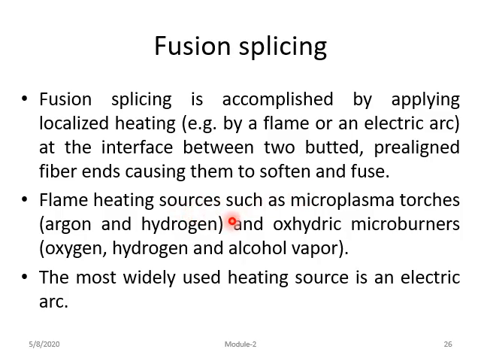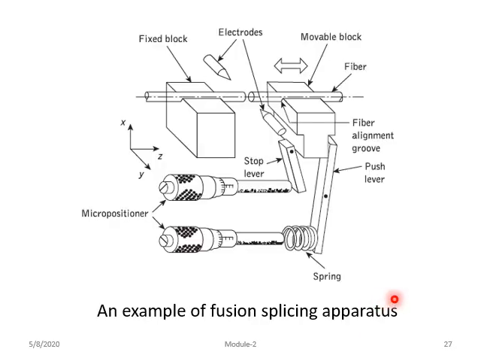For flame heating sources, microplasma torches using argon and hydrogen can be used. Another option is oxyhydric microburners, consisting of oxygen, hydrogen, or alcohol vapor. The most widely used heating source is an electric arc. So the apparatus for the fusion splicing technique is like this. This is very important: if a question is asked on fiber splicing, especially fusion splicing, you have to draw this diagram along with the earlier explanation.